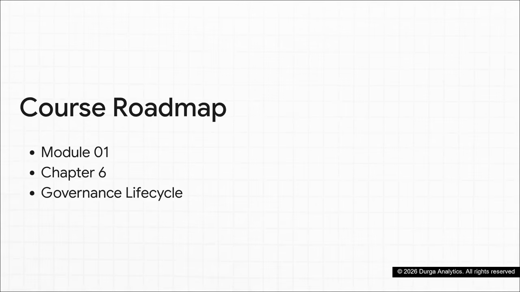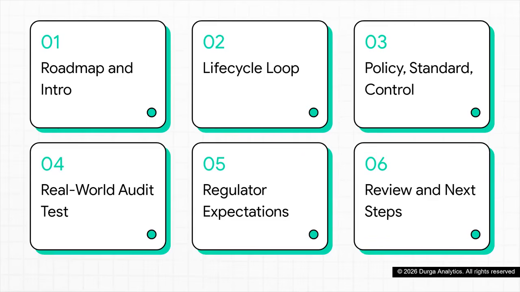We're covering literally everything from the foundations of why governance exists and building operating models, all the way to metadata, data quality, privacy, cloud data mesh, and even a functional data quality masterclass. But right now, we are squarely focused right here on Module 01, Chapter 6, Governance Lifecycle. Here is our quick agenda for this session.